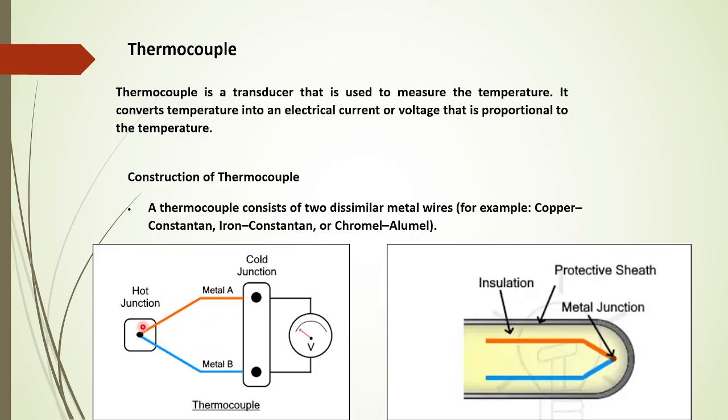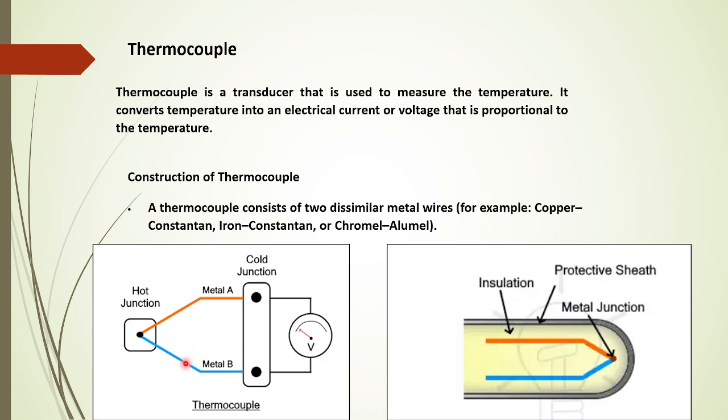One end of the metals is joined, coupled here, and the other end is connected with a cold junction, which is connected with the measuring system. The joint place is kept as a junction. This is the hot junction and this is the cold junction.